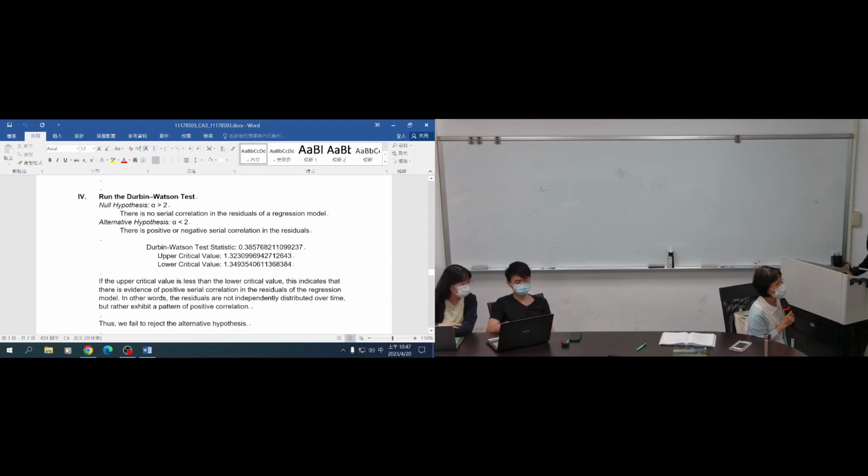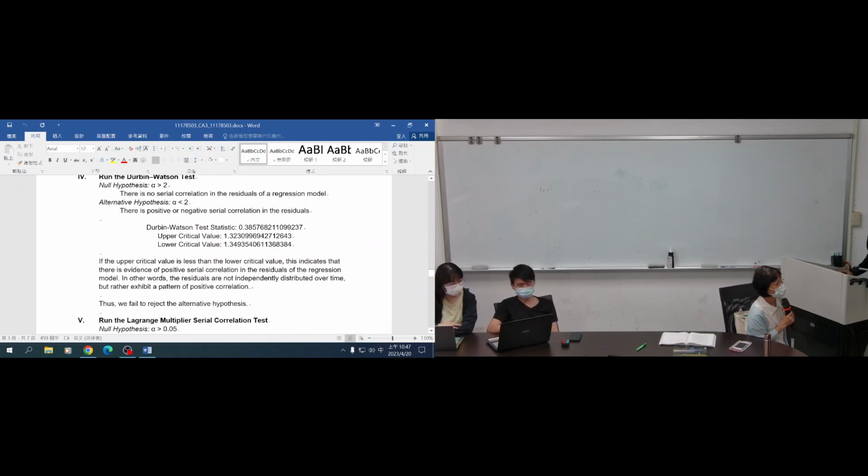For the Durbin-Watson test, these are my hypotheses. The null Durbin-Watson hypothesis is greater than 2. Yes, Professor. Then what is alpha? Or is it the test statistic value, Professor?